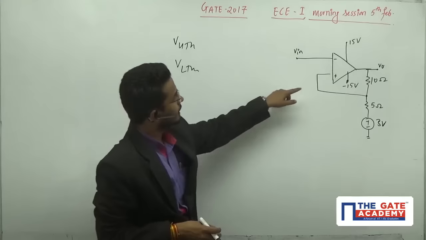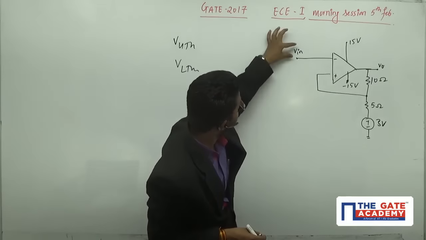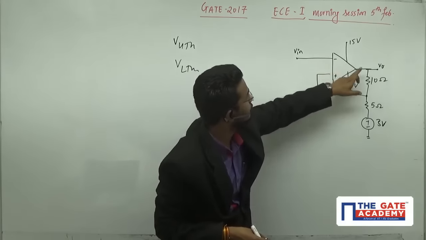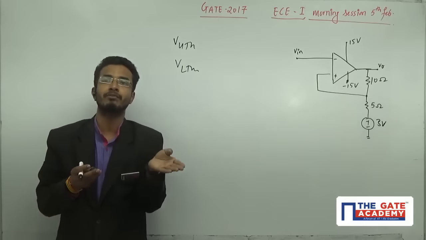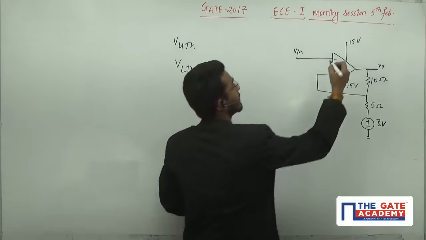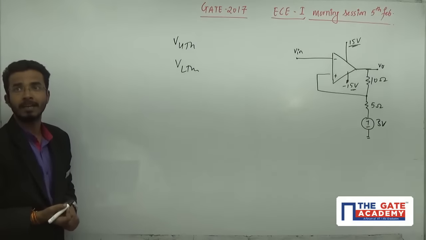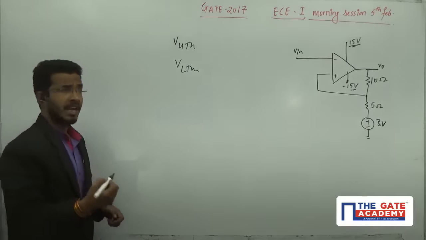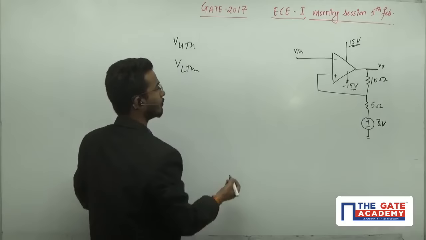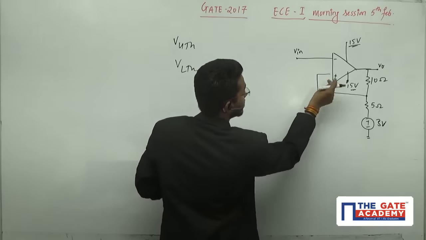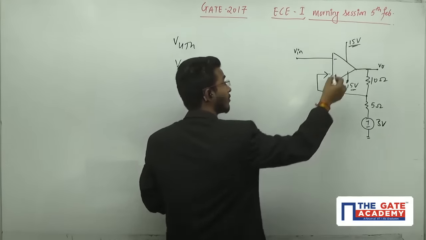In positive feedback, for any input, if this input is more than this, you will get minus Vsat. The output should be minus 15 or plus 15, because the maximum supply will be plus 15 or minus 15 volts. Assume V0 is 15 volts. That means this is open circuited, and no current will go here, because we are assuming that the op amp is ideal.